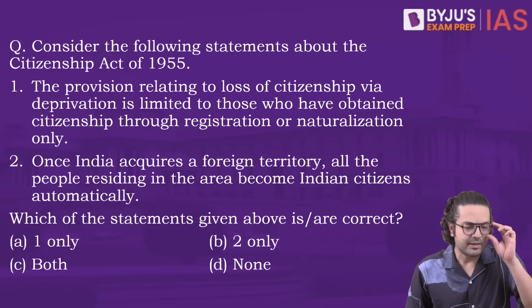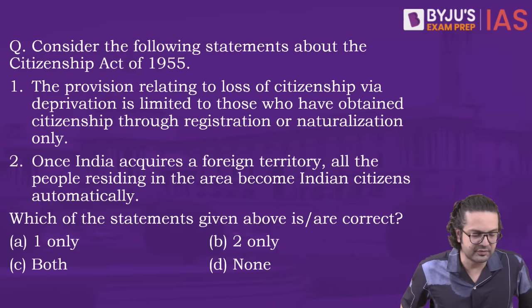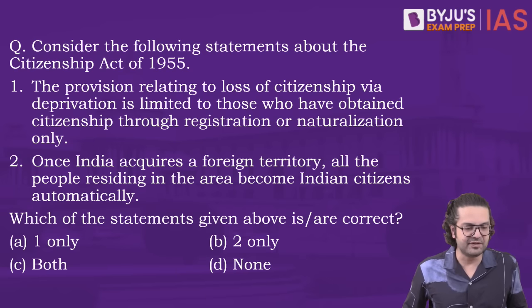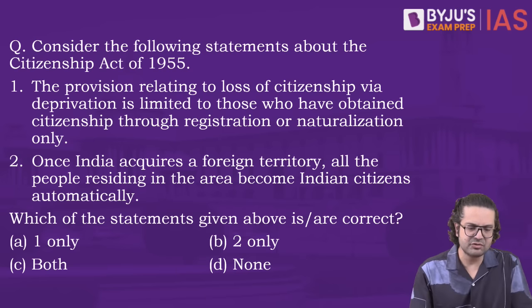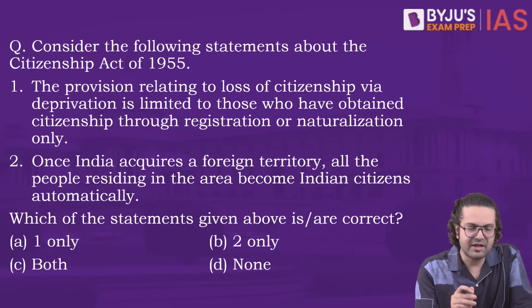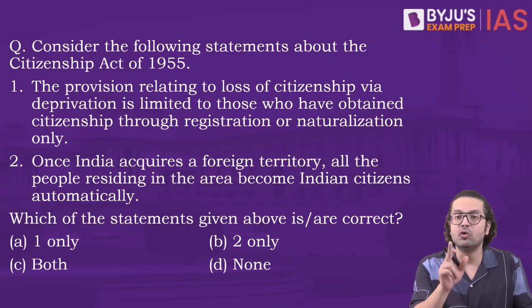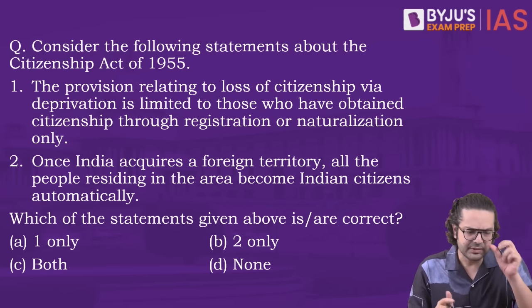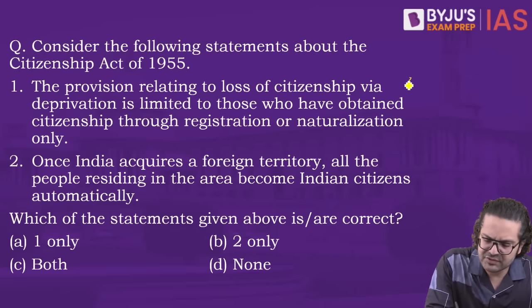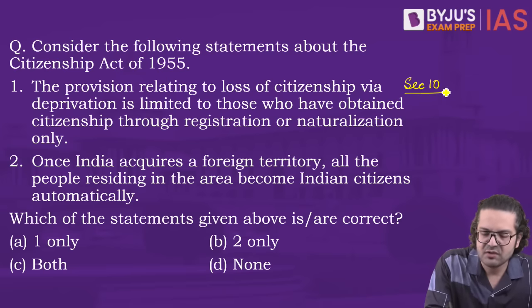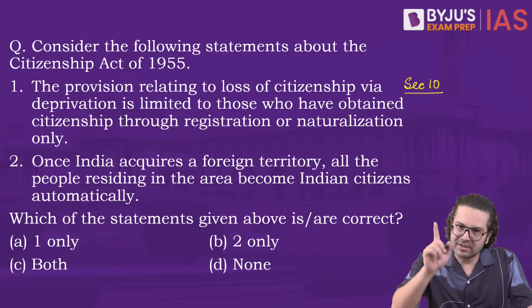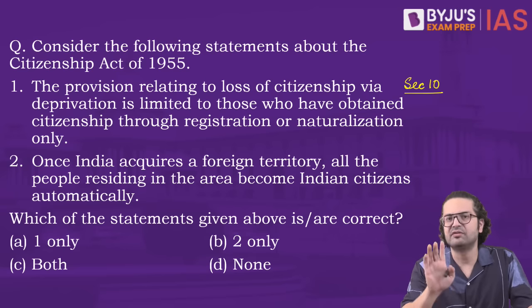Next question. Consider the following statements about the Citizenship Act of 1955. The provision relating to loss of citizenship via deprivation is limited to those who have obtained citizenship through registration or naturalization only. Now see, under the Citizenship Act of 1955, there is one section 10 which talks about how the government of India can take away your citizenship.